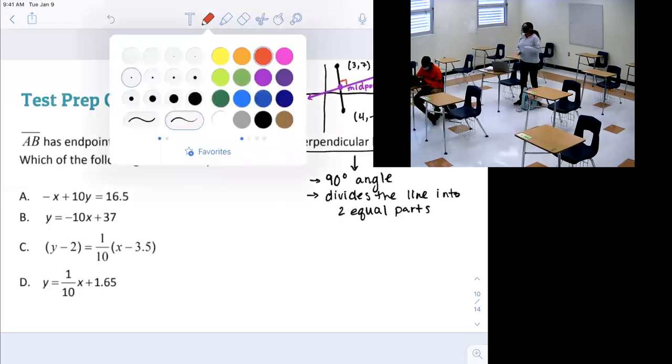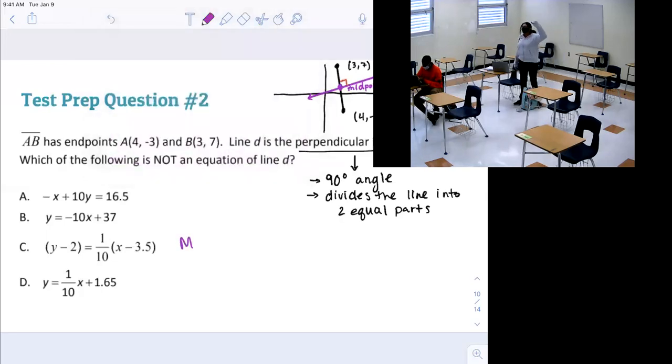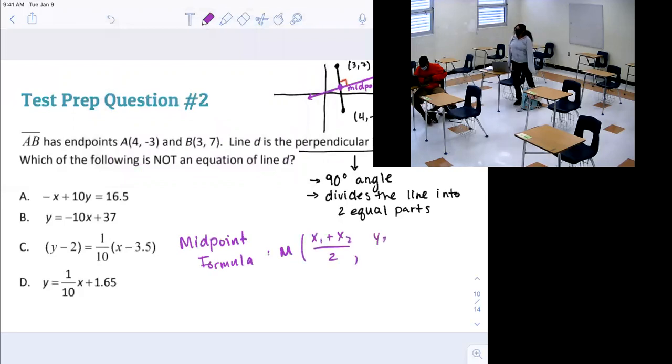So see, these things don't go away, guys. You think you remember it? Okay, what do you think it is? x1 plus x2 over 2, y1 plus y2 over 2. You got it. Nice job.